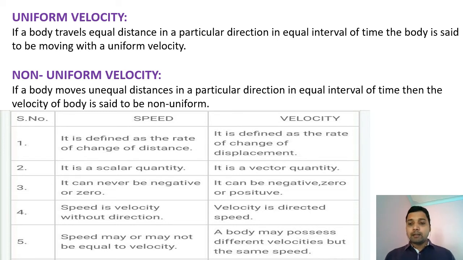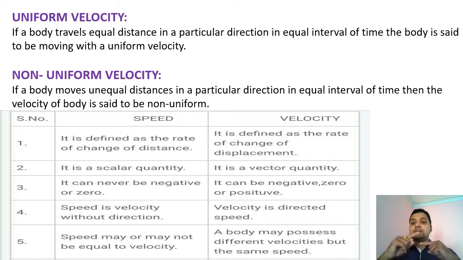Both are denoted by the letter V, but speed is only V, while in the case of velocity it is V with an arrow. The arrow shows the direction. The arrow shows it is a vector quantity. Speed may not be equal to velocity, and velocity is different for different directions with the same speed.